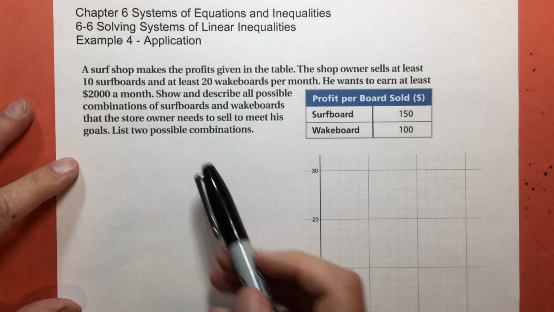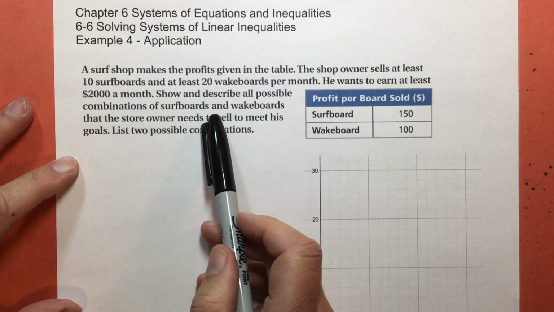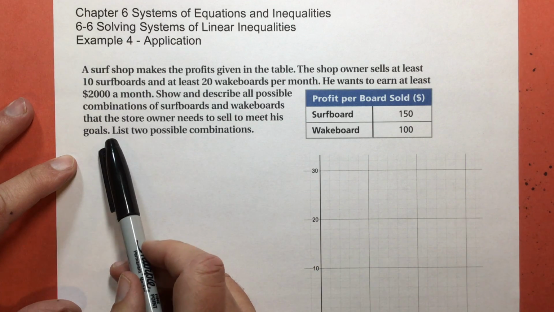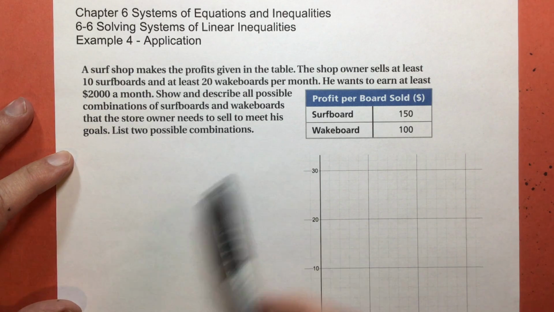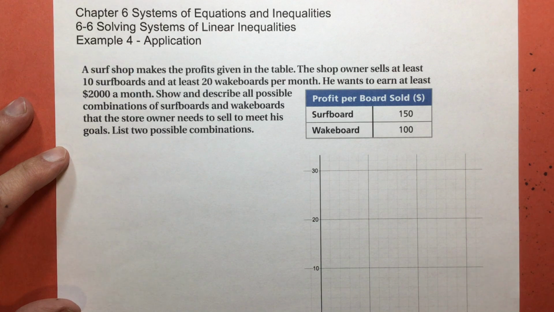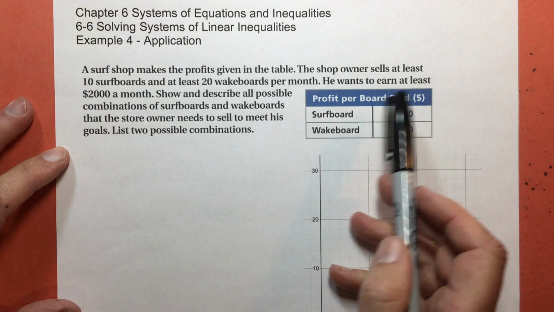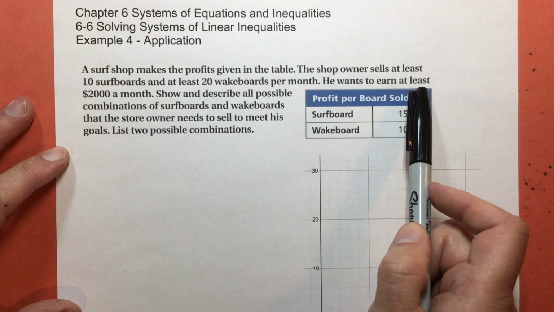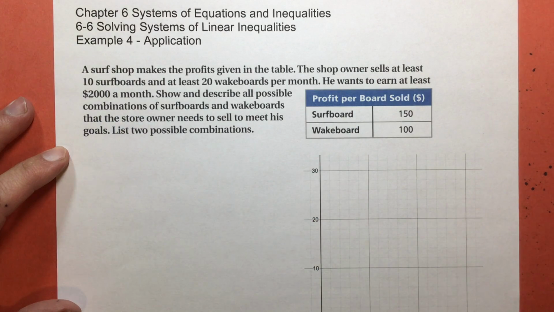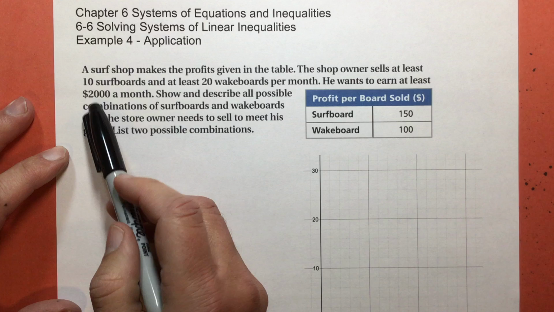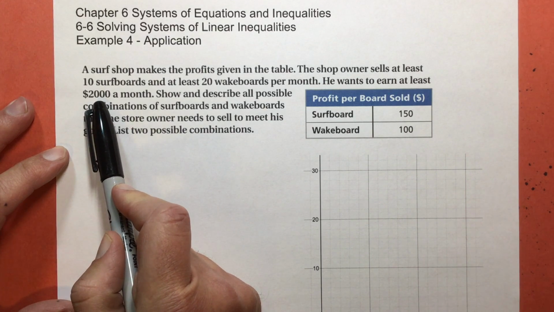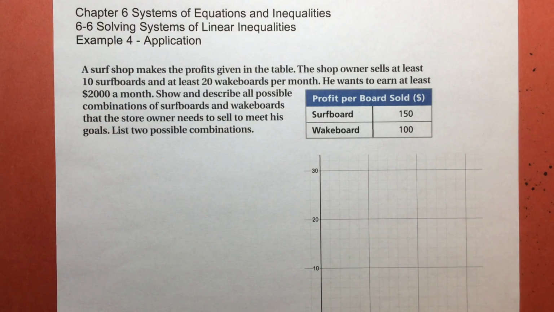So, show and describe all possible combinations of surfboards and wakeboards that the store owner needs to sell to meet the owner's goals. And then we're going to give a couple of combinations there. We'll get to that in a minute. So what we need to do is we need to come up with a system of inequalities, because we're using words like at least, and everything's at least actually. So that means that's the smallest amount. It's better if you make more. He doesn't want to make less than $2,000. He wants to make at least $2,000, but more is better. So everything's going to be an inequality.